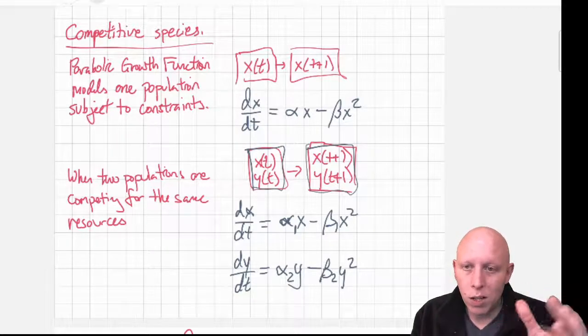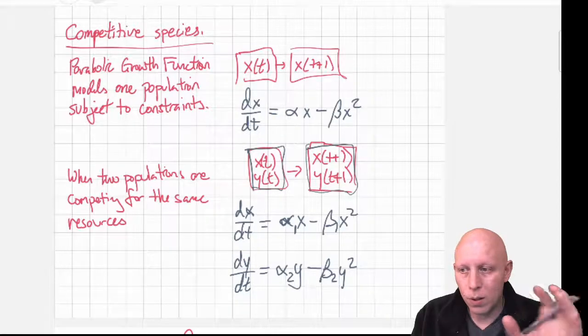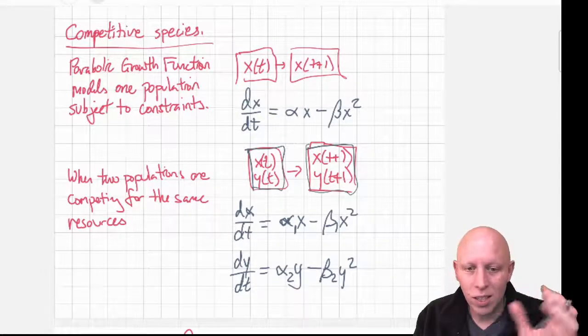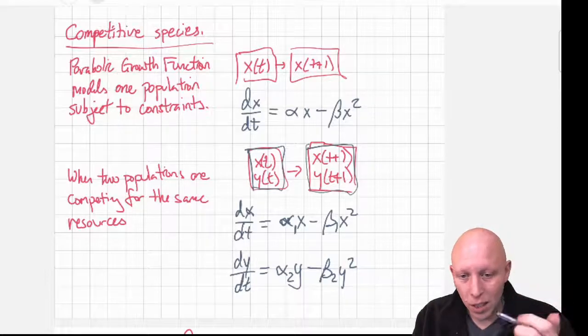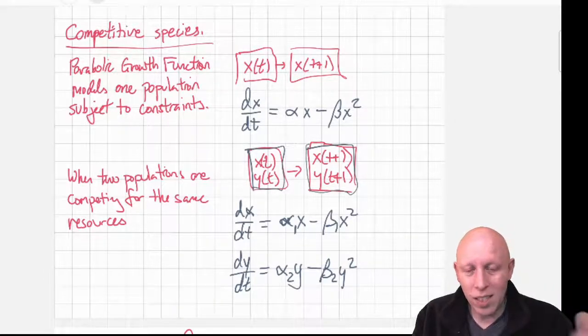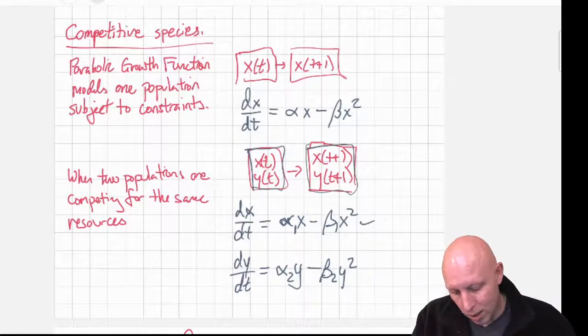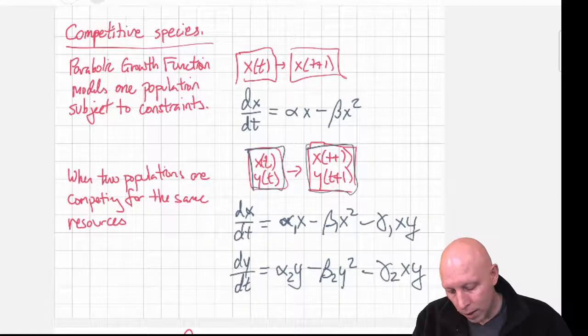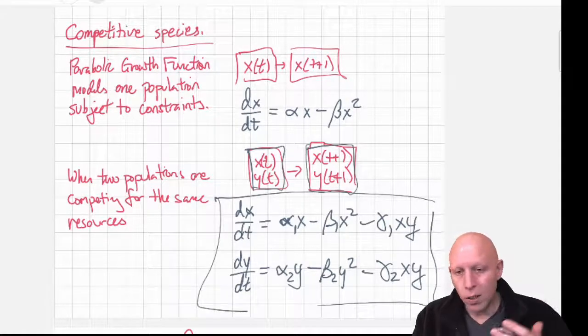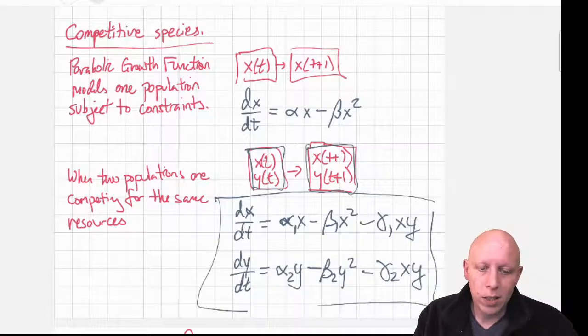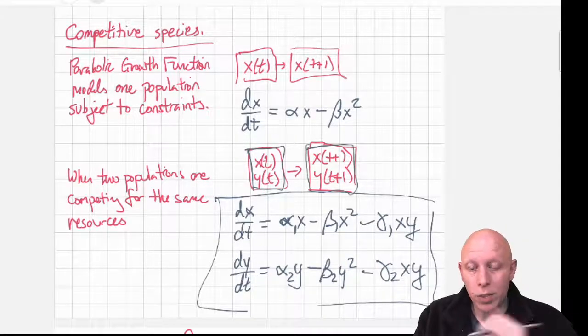But then there's some cross competition, where depending on how many x's and how many y's there are at the same time, those things are going to be impacting the populations negatively. So we could say this is minus gamma 1 times xy, and this one is minus gamma 2 times xy. And so these equations then would model two populations that aren't eating each other, but instead they're competing for the same resources.